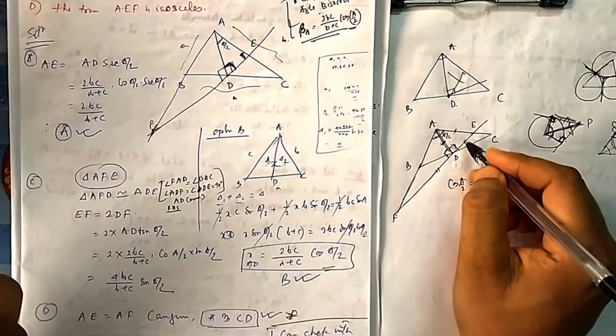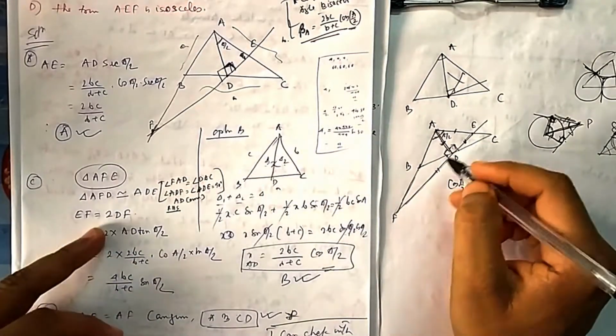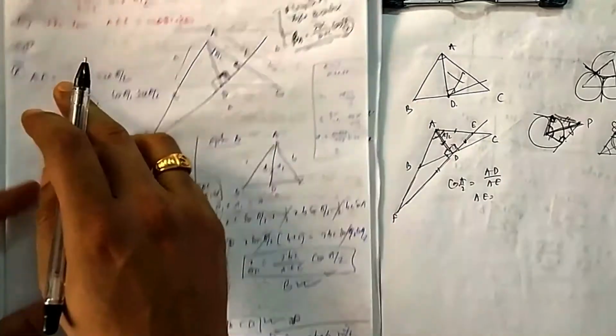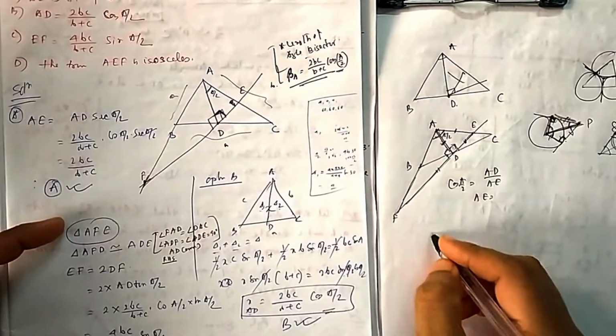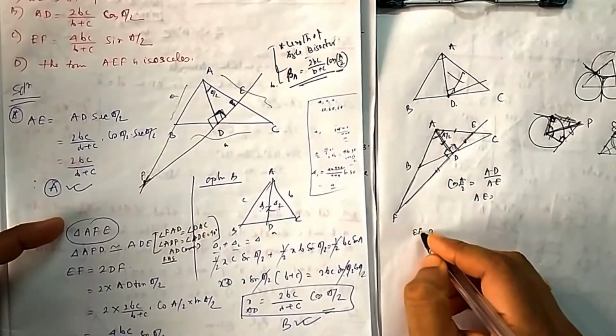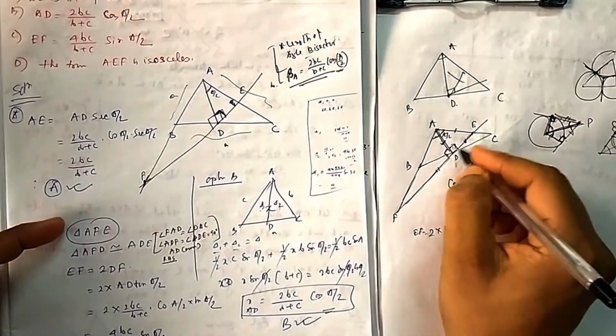So it is congruent. So this side should be equal to this side. So your EF, what is your EF they are asking, which will be nothing but 2 into AD. EF will be equal to 2 into AD because D is the midpoint of this one.